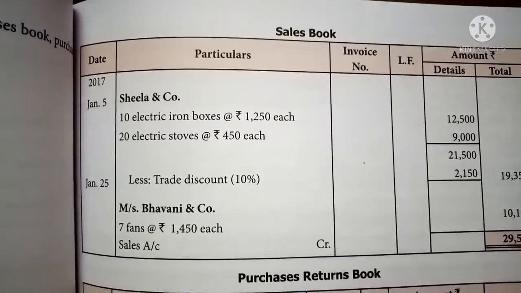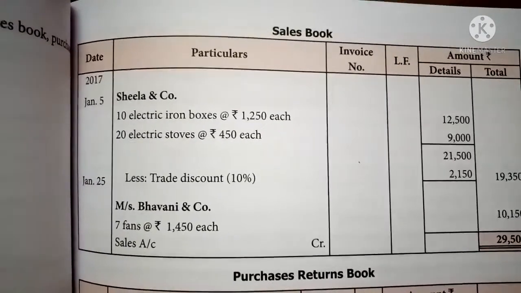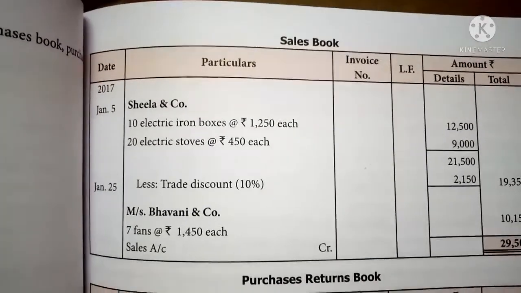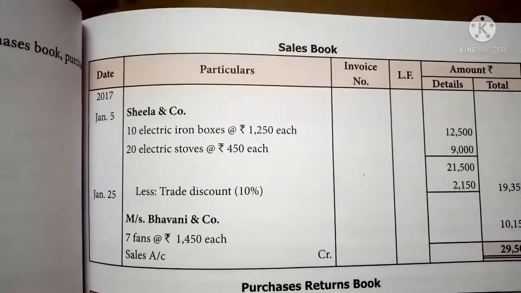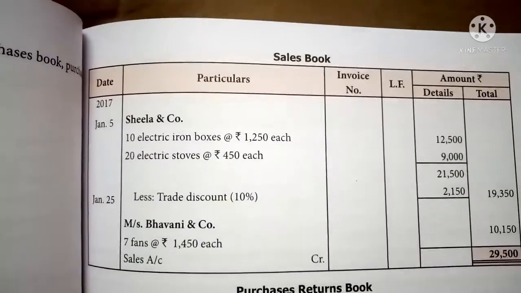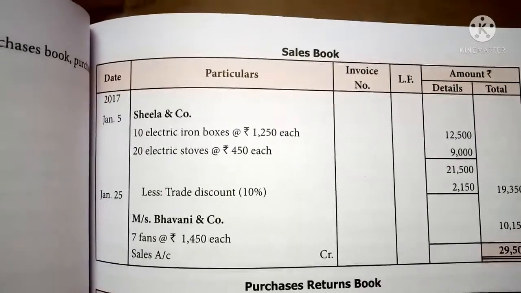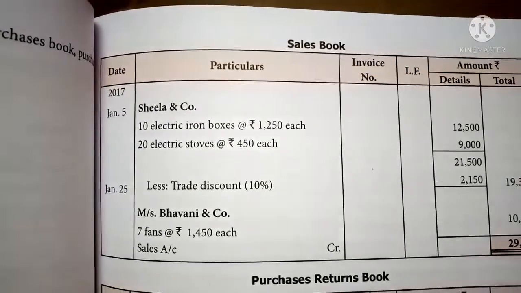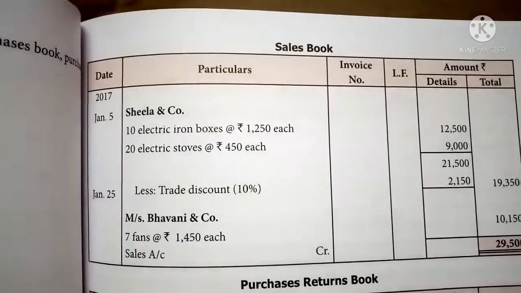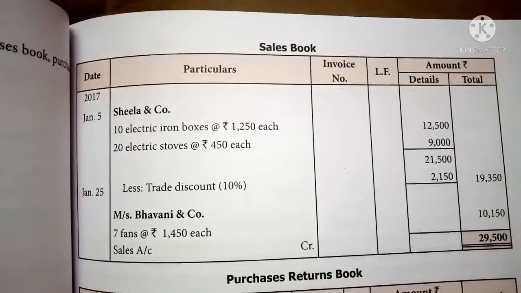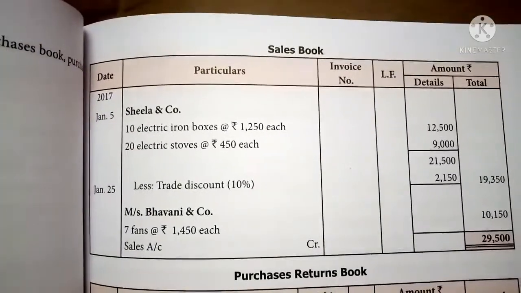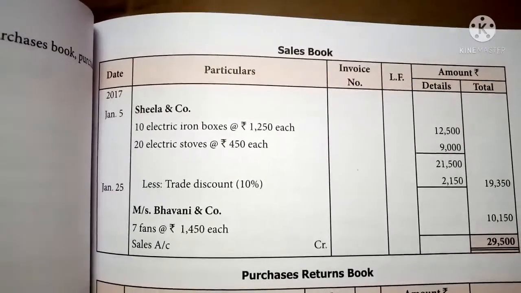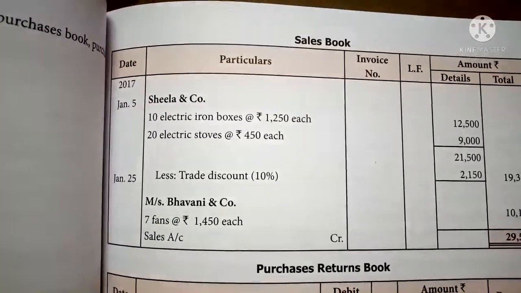In this transaction, they have given 10% trade discount. So from 21,500, 10% trade discount is 2,150. After subtracting the trade discount, the net amount is 19,350. Then the second credit sale of goods is January 25, Mrs. Bhavani & Co. 7 fans at the rate of 1,450 each. The amount is 10,150. Now you can total the sales book. The total amount is 29,500. Sales account, credit.